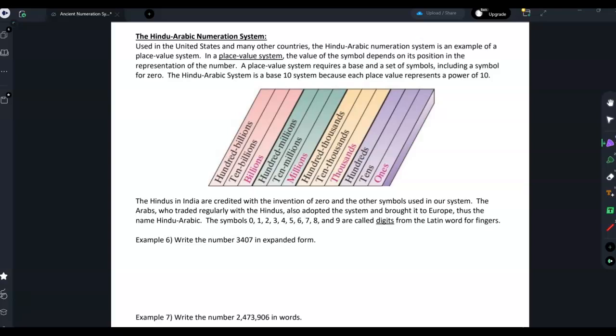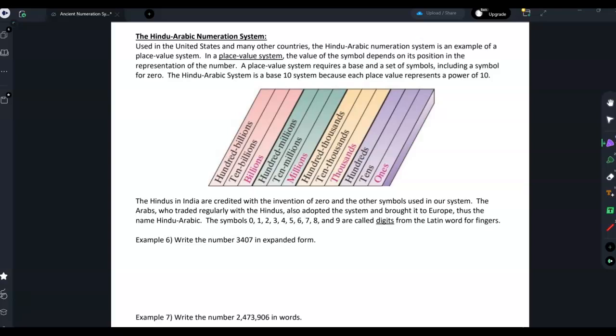So the Hindu-Arabic numeration system is an example of a place value system. And a place value system just means that the value of your symbol depends on its position, or where it's placed in your number. A place value system requires a base. In our case, it's base 10. And it also requires, of course, a set of symbols, including a symbol for 0. So technically speaking, if a system doesn't have a symbol for 0, we can't officially call it a place value system. Ours is a base 10 system because each place value represents a power of 10.